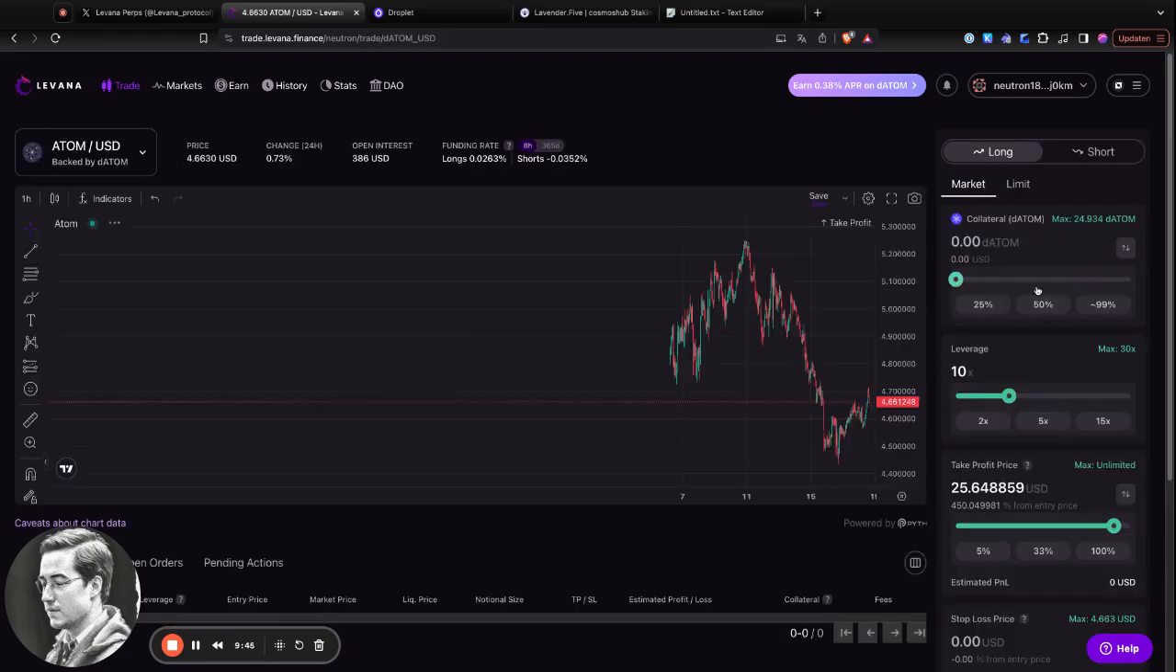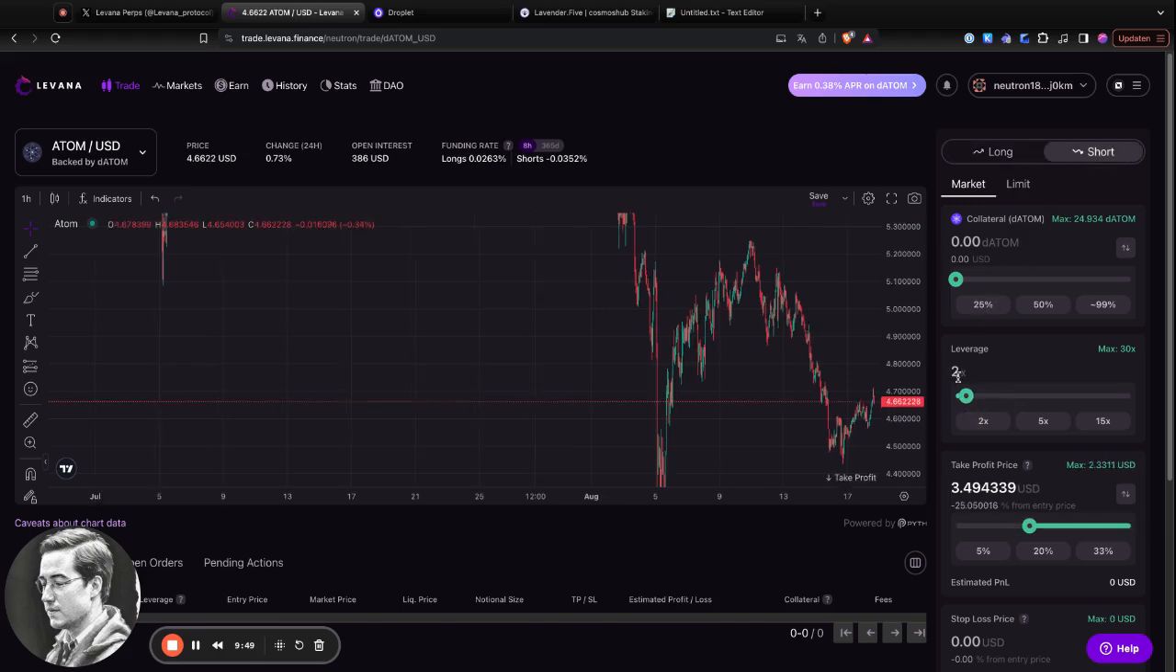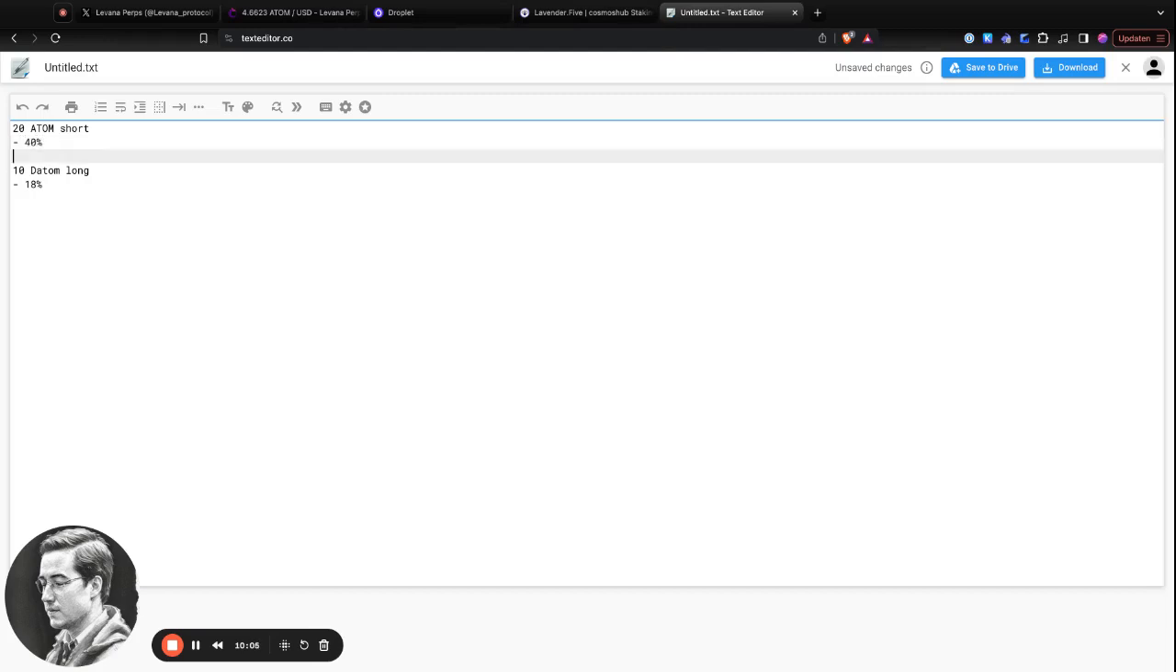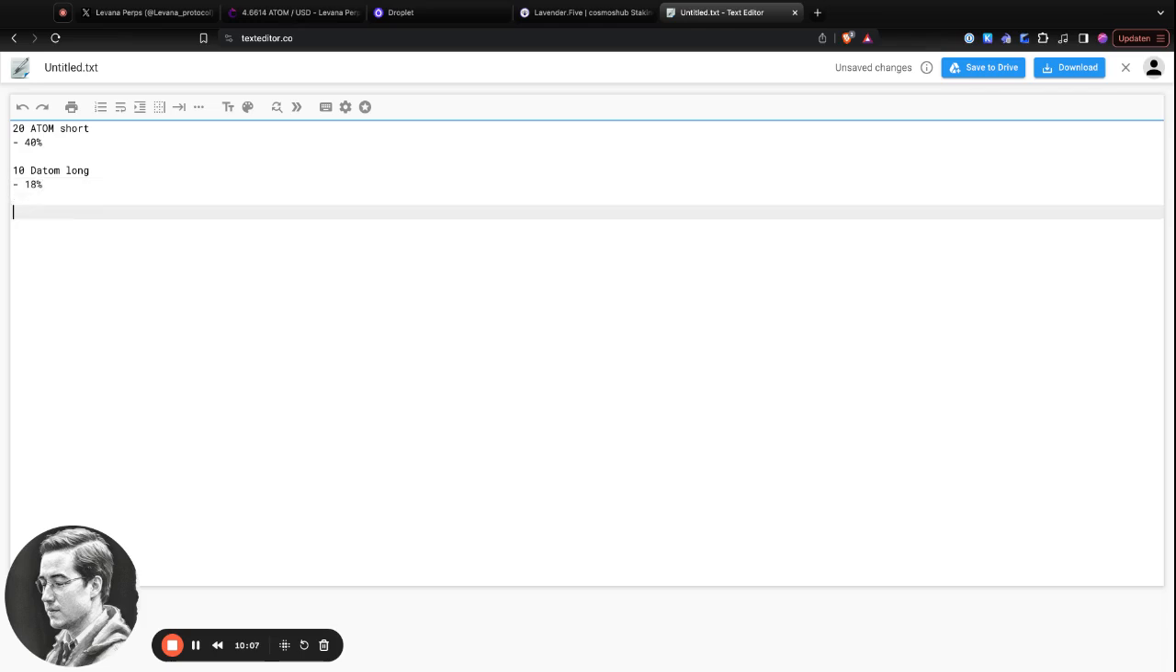So on this 20 dATOM short, we're earning 40% yield just by holding it, because over time we have to pay less of our position back. The 10 dATOM is going up by 18%, right? So we're earning 40% for shorting, we're earning 18% for going long, and then we have another 10 dATOM we can use to go long as well.